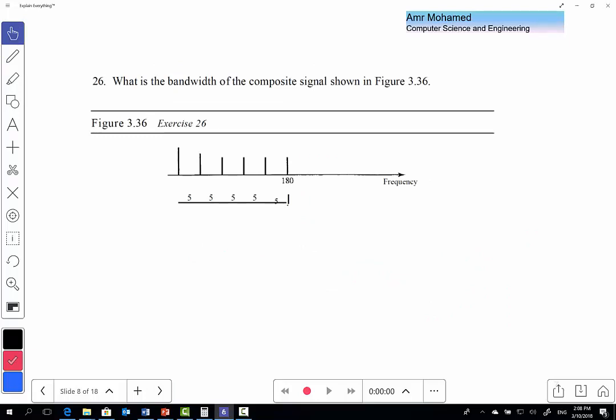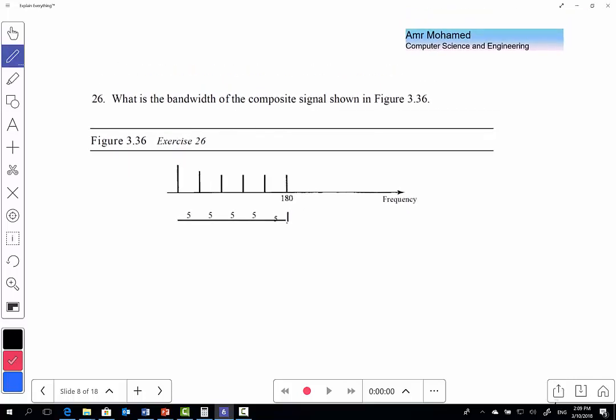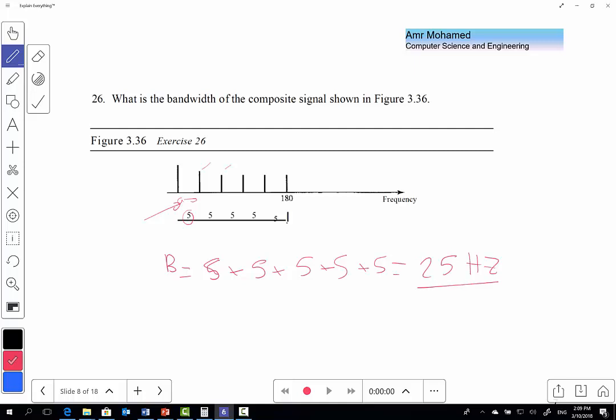Okay. Next. So what is the bandwidth of a composite signal shown in the figure? So what do we know about this signal? This signal is a periodic signal because it's represented by discrete frequency components, and between each two frequencies we have 5 hertz. So bandwidth is 5 plus 5 plus 5 plus 5 plus 5, or 5 times 5, that's 25 hertz. Okay, very easy. Okay, so next.